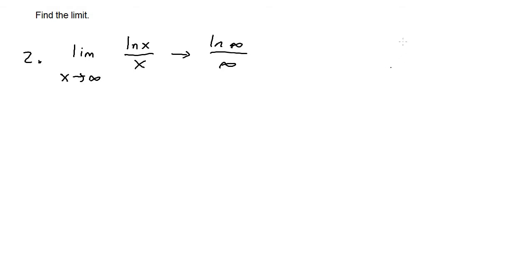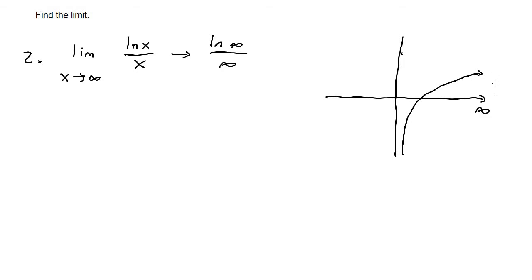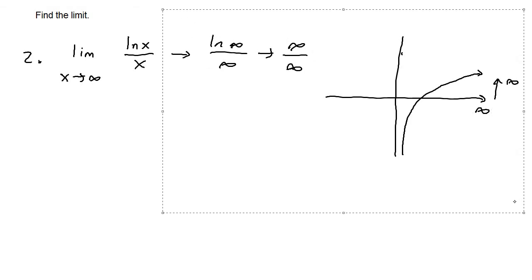Now the natural log of infinity, if we took a look at the graph of the natural log of x, it might look something like this. So as the x values increase without bound all the way to infinity, the y values will also go to positive infinity. So ln of infinity is basically infinity. The denominator is also infinity, so because we have it in this indeterminate form, we can go ahead and use L'Hopital's rule.